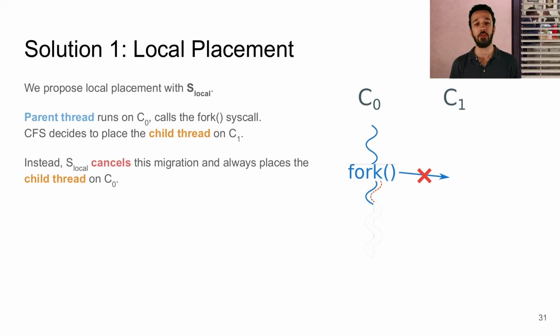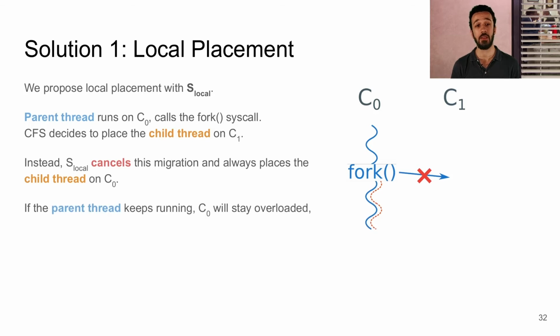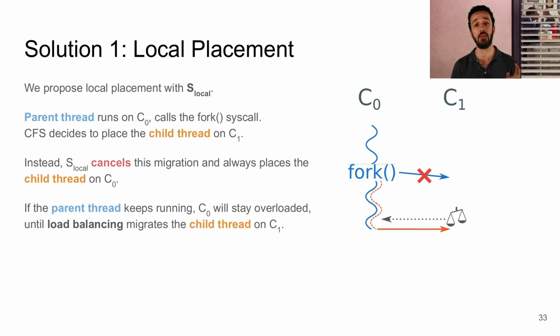However, if we backtrack a little bit in our scenario, we can see a serious problem. What if the parent thread does not block and keeps running? In this case, core C0 will stay overloaded until something forces one of the two threads to move to another core like C1. In CFS, this something would be load balancing. The load balancer is triggered periodically and will try to even out the load between cores. Here, C1 is idle and C0 is overloaded.